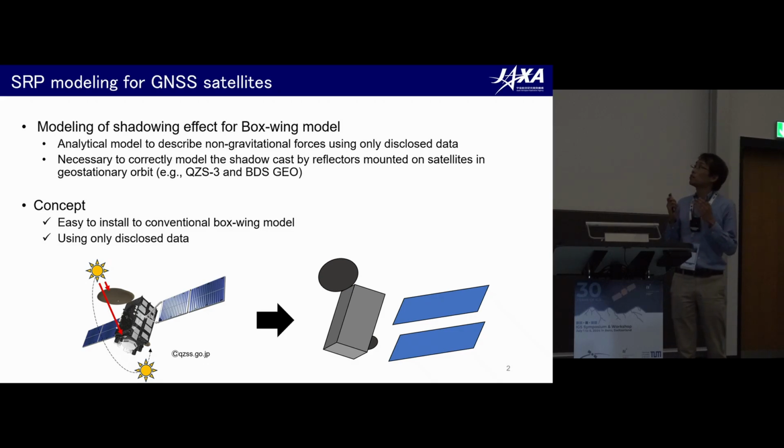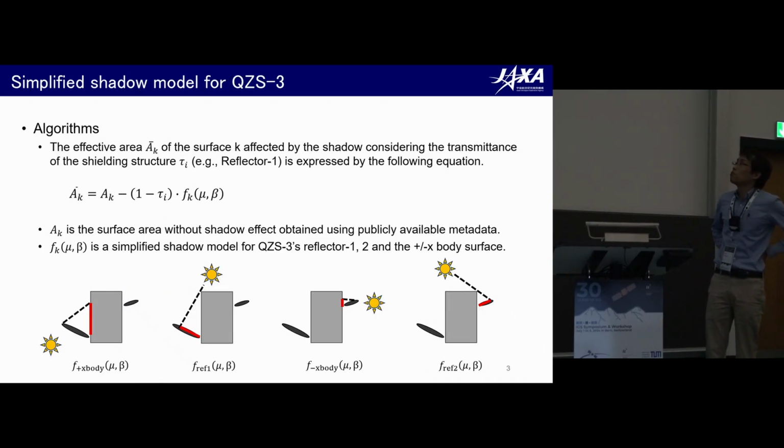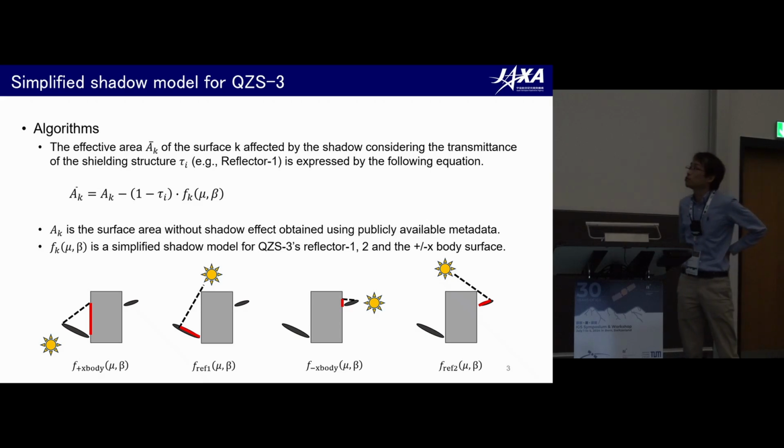The box wing model can describe the non-gravitational forces using already disclosed data, which is very important for the IGS community to construct and validate the model by themselves. So the concept of the model is easy to install into the conventional box wing model using already disclosed data. And the equation of my model is very simple.